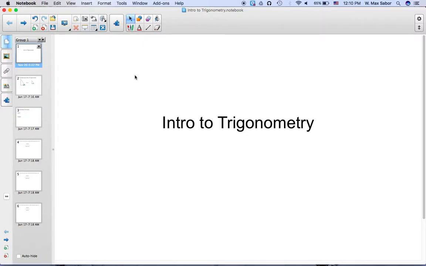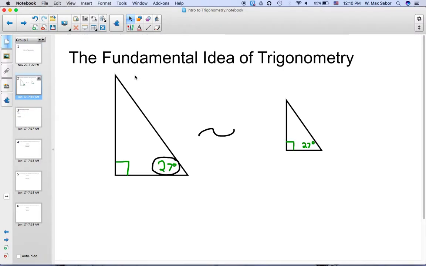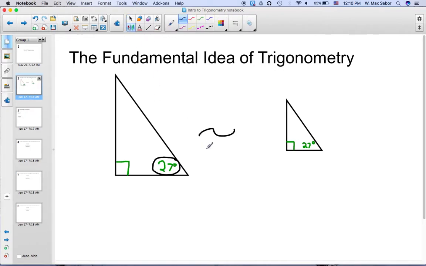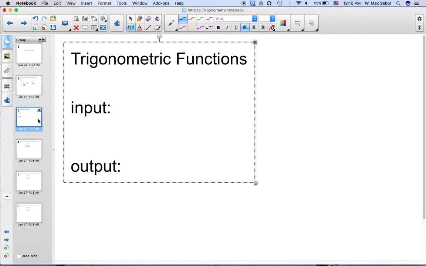Introduction to Trigonometry! Hurrah! So the fundamental idea of trigonometry is that if we have two triangles that have a pair of acute angles congruent and the right angle is congruent, then the triangles must be similar. So what we can do is take that angle and just describe the ratios between these side lengths, just like we did with any other similar triangles. This is just a special case of angle that allows us to say that these two are similar.